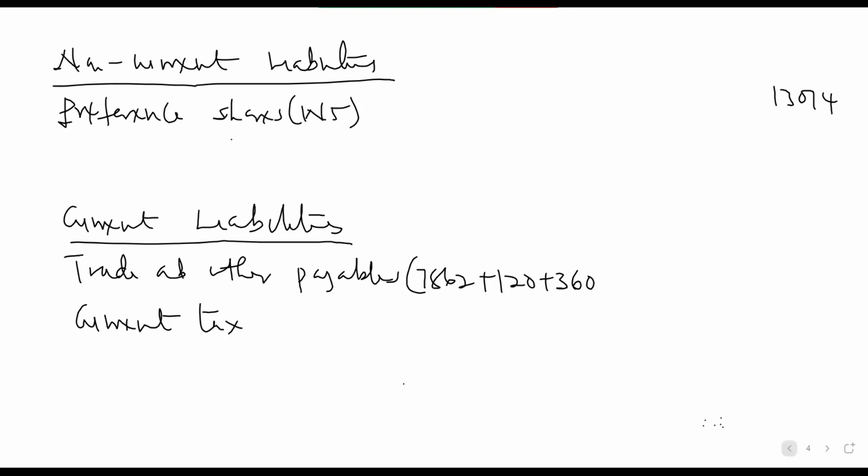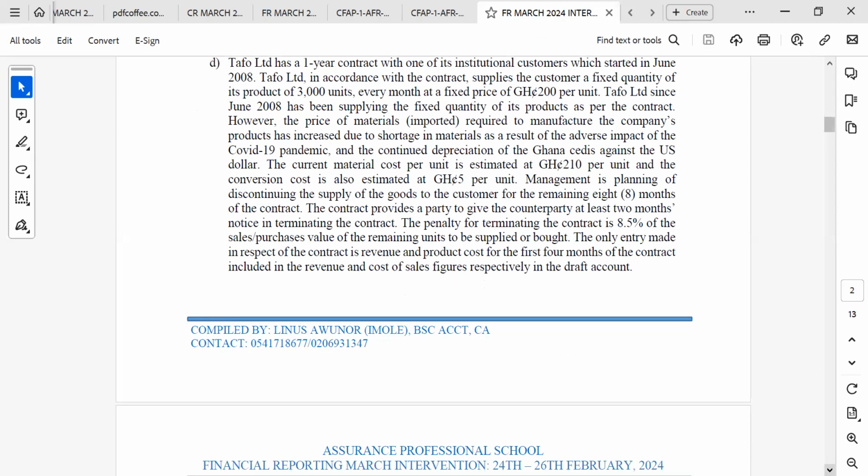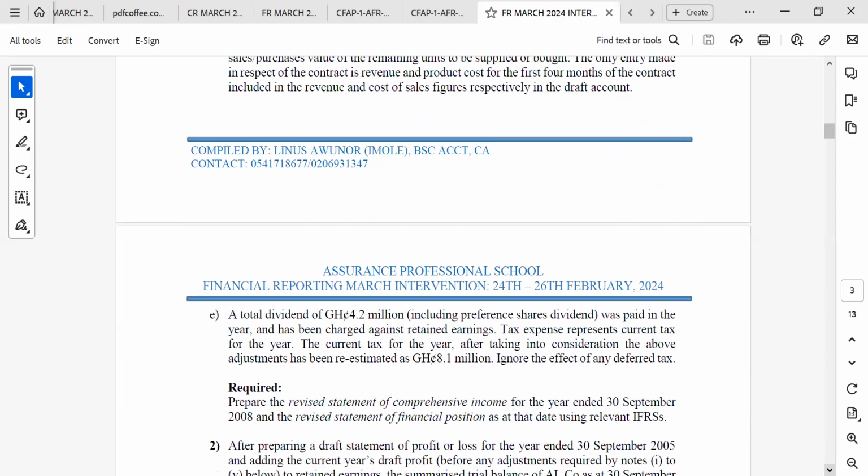Okay. Let's go to the other footnote. So look at the simple footnote that they have given you. Footnote E. A total dividend of 4.2 million. Yes, senior. Please, can you go over note D?